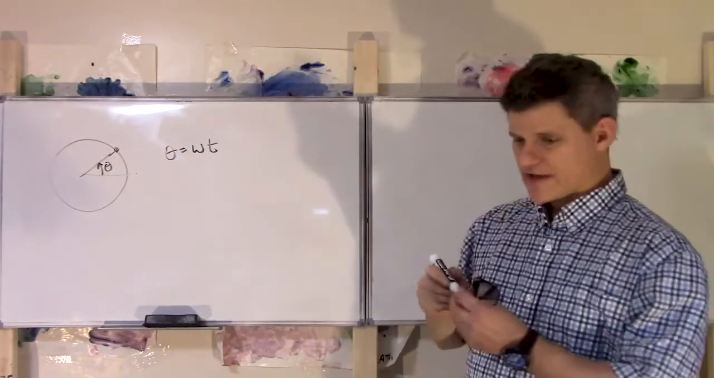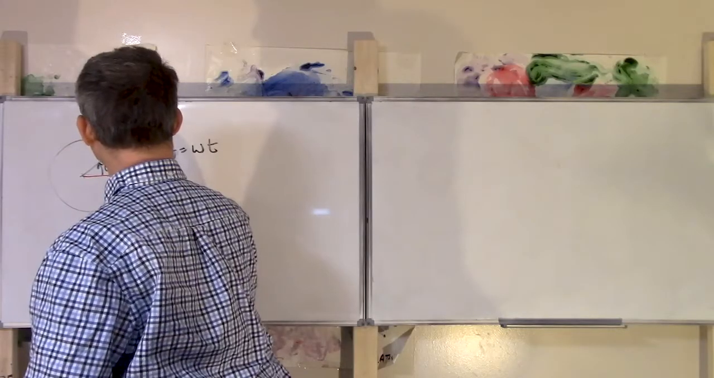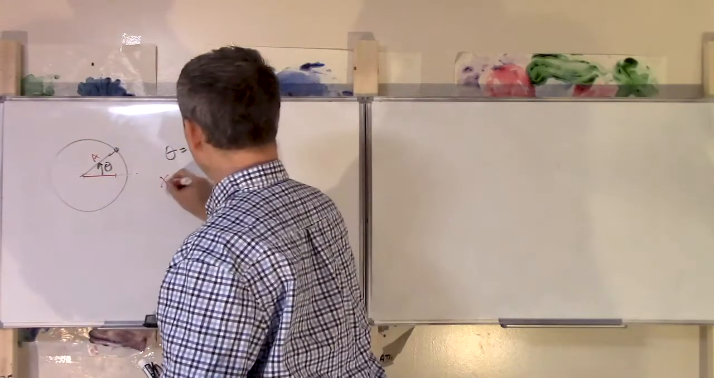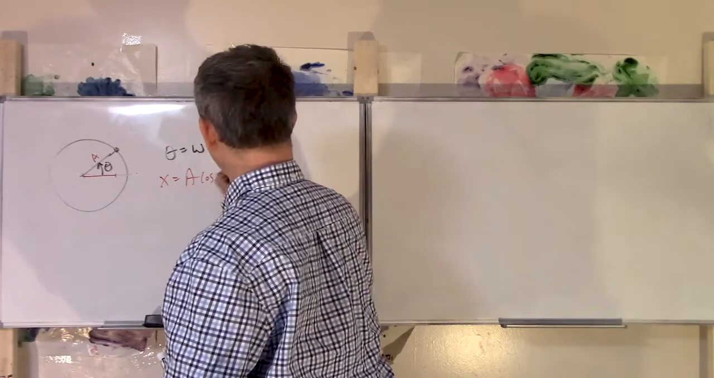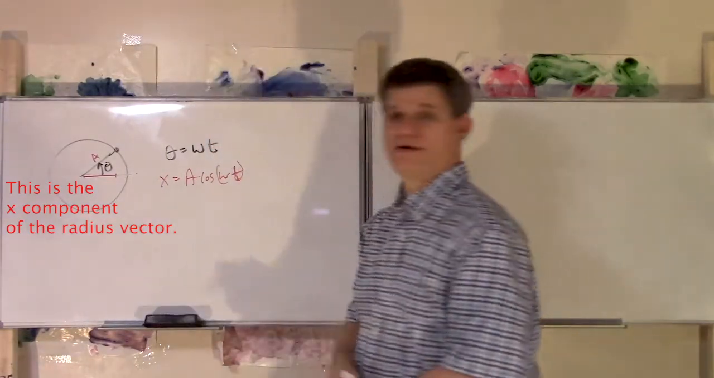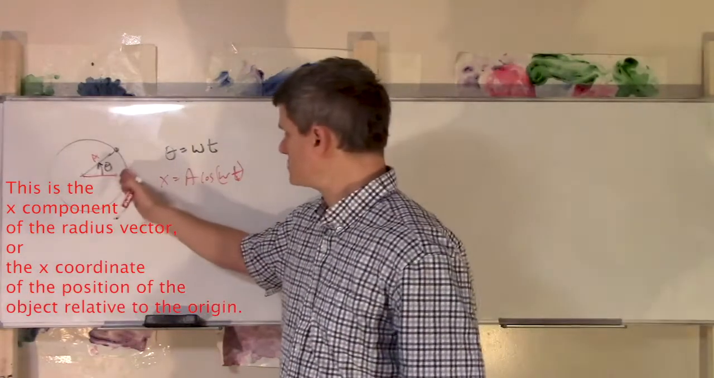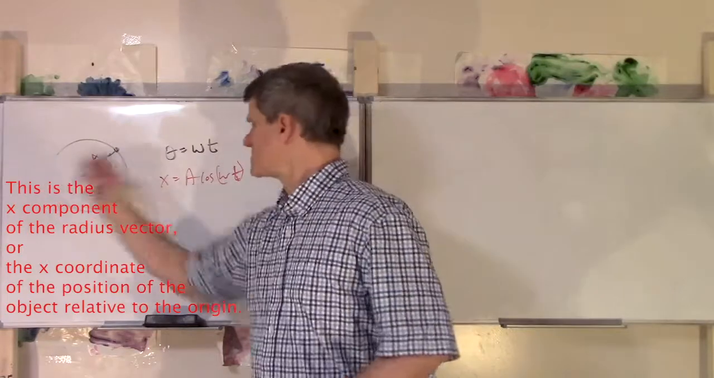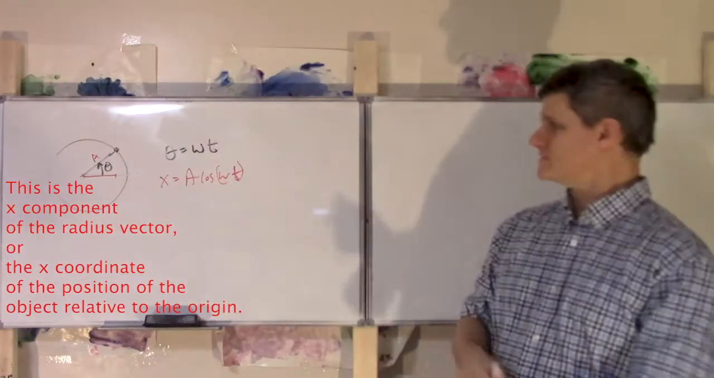Now if you look at just the x component, so that's like right here. Suppose the radius of the circle is a, then the x component is a cosine of omega t. And what's the x component of that object doing? It's just going back and forth in a cosine pattern. So that's a sinusoidal pattern, literally cosinusoidal.